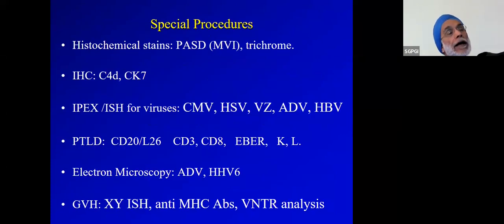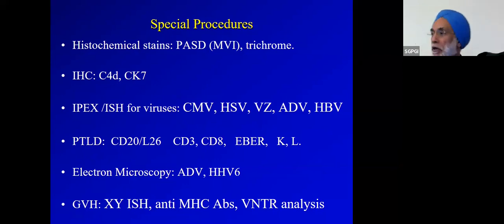Most of the diagnosis can be made on routine stains. I will mention a few special procedures. We talked of microvascular inflammation. Dr. Vidge demonstrated that. Just like in the kidney, we have actually started doing PASD stains on the liver because you can recognize the capillaries better. And similarly, the trichrome is, of course, an essential stain to quantify fibrosis.